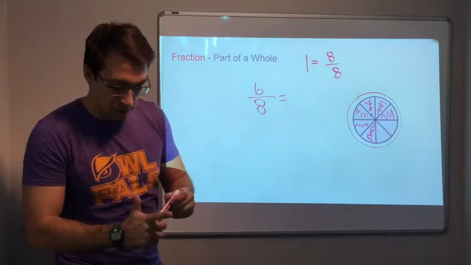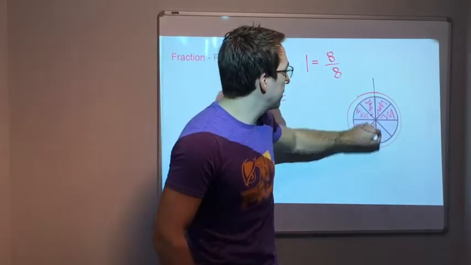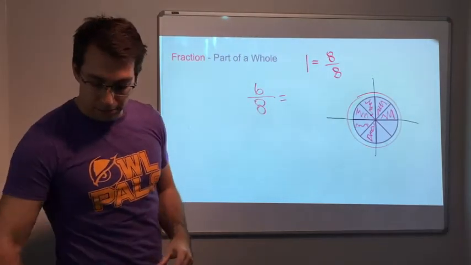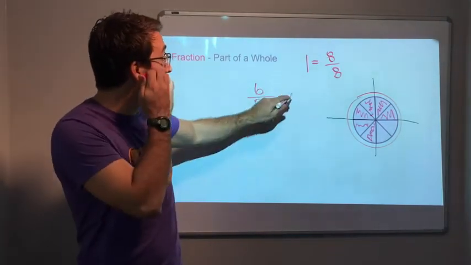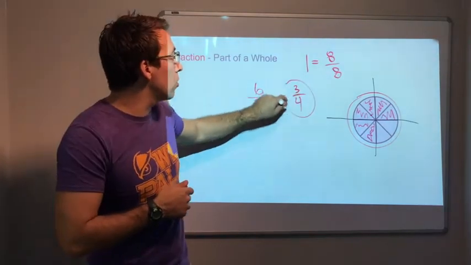Again, with our multicolors, let's look at this. We could divide this into quarters again. How many quarters do we have? 6 divided by 2 is 3. 8 divided by 2 is 4. We have 3 quarters.